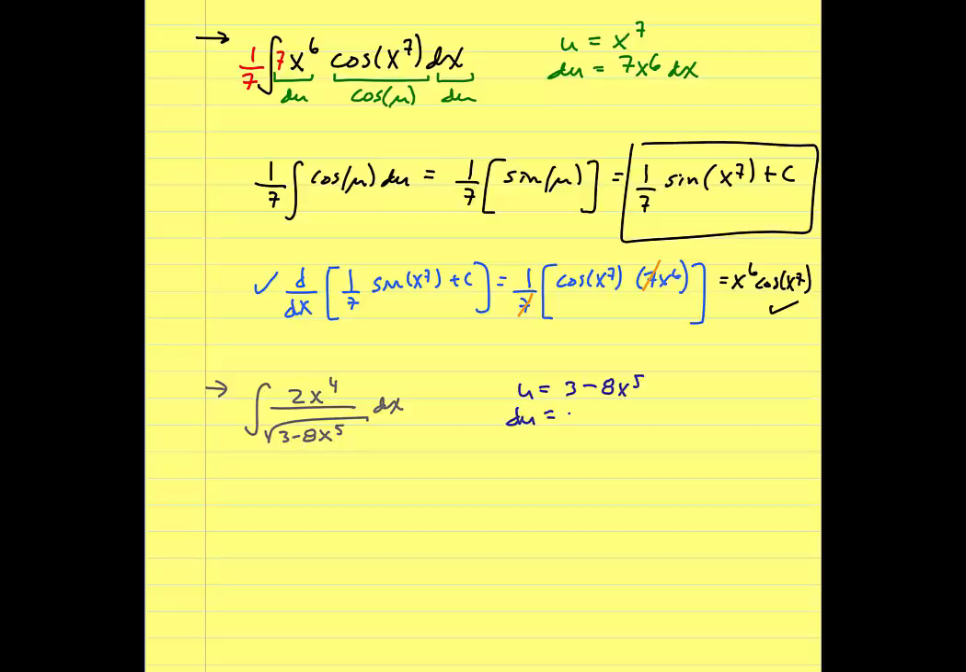du, the derivative of 3 is 0. The derivative of negative 8x to the 5th is negative 40x. So we'd bring the 5 out front and then decrease the exponent by 1 dx. Now as I look up here, I see that I have a 2x to the 4th, but I need a negative 40x to the 4th. So I can think about multiplying by a negative 20 on the inside, compensating with a negative 1/20th on the outside.